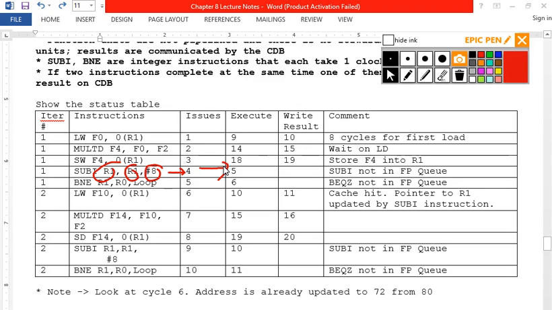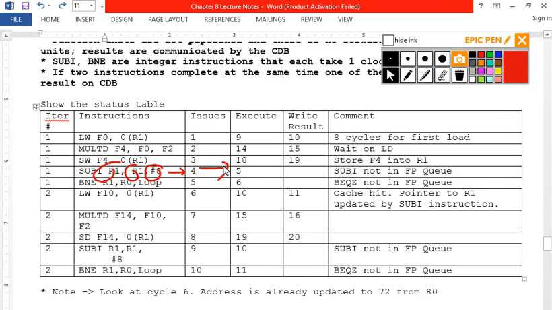So in order issue, out of order execution. We have actually completed the subtraction and branch not equal at 5 and 6, even though we are updating the load word result at 10, we're updating our multiplication at 15, and we're updating our store word at 19.